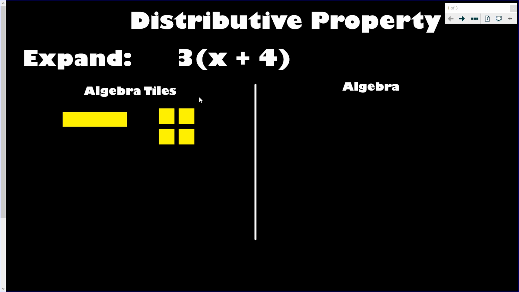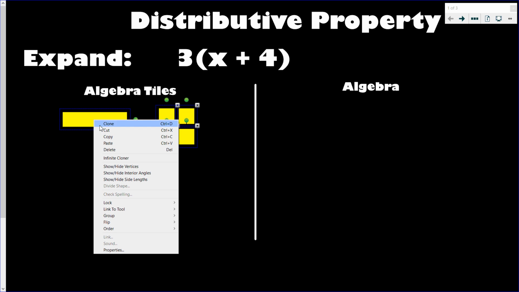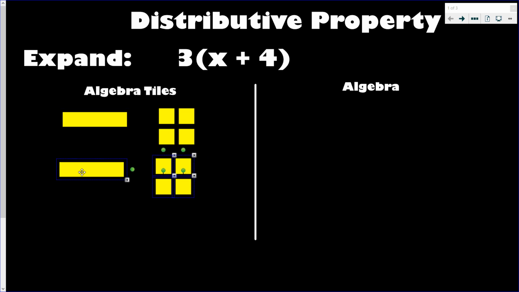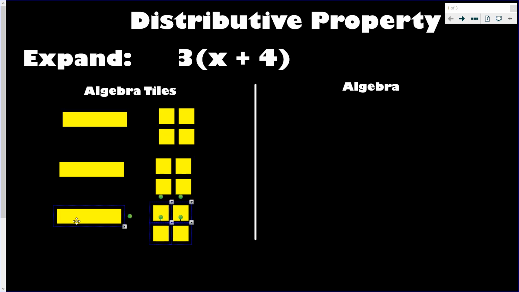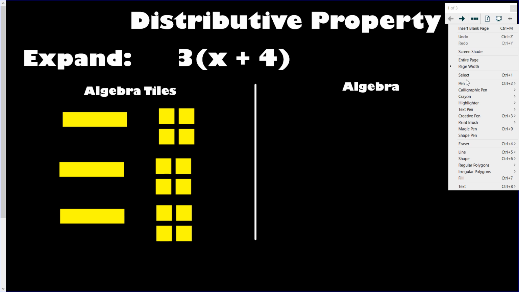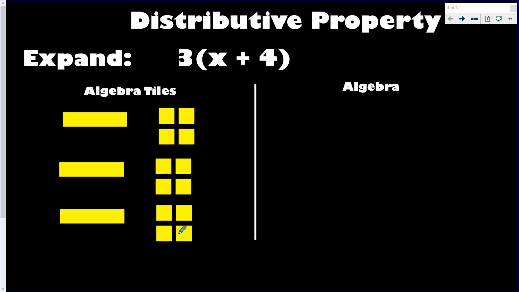So how I would represent that with algebra tiles, well, I've got my x plus 4 represented here. The 3 means I need 3 of them. So I'd clone it, and now I have 2 of them, and I do it again, and clone, and now I have 3. So that would allow me to get my answer. Well, my answer would be, I have 1, 2, 3 x tiles, so it'd be 3x.